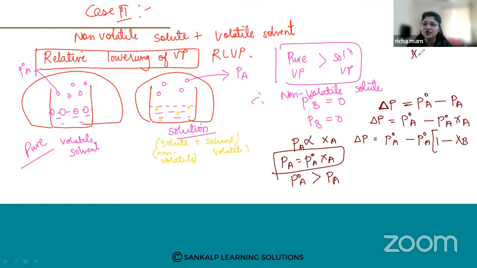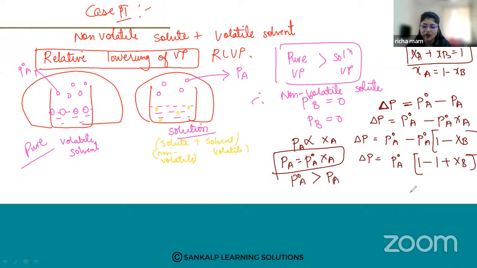You know this condition. This also you have to remember. Psi of A and psi of B will always sum to 1. So if I want psi A, it will be 1 minus psi B. If I put this condition, then delta P will be equal to P naught of A times (1 minus (1 minus psi B)). The 1 minus 1 cancels, so it will be psi B.